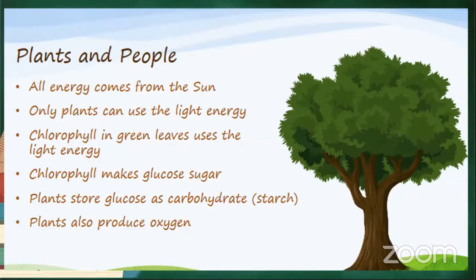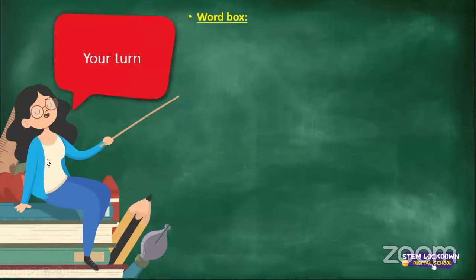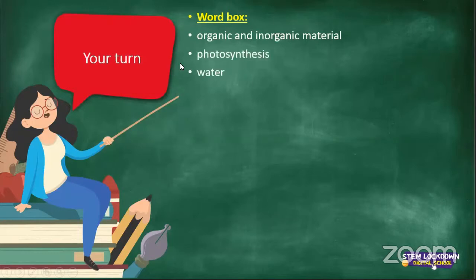All right, moving on. I want us to try and complete this activity. So you're going to receive a word box. The words are organic and inorganic material. We've got photosynthesis, water, air, roots, and we've got sand and rock. So that is your word box.